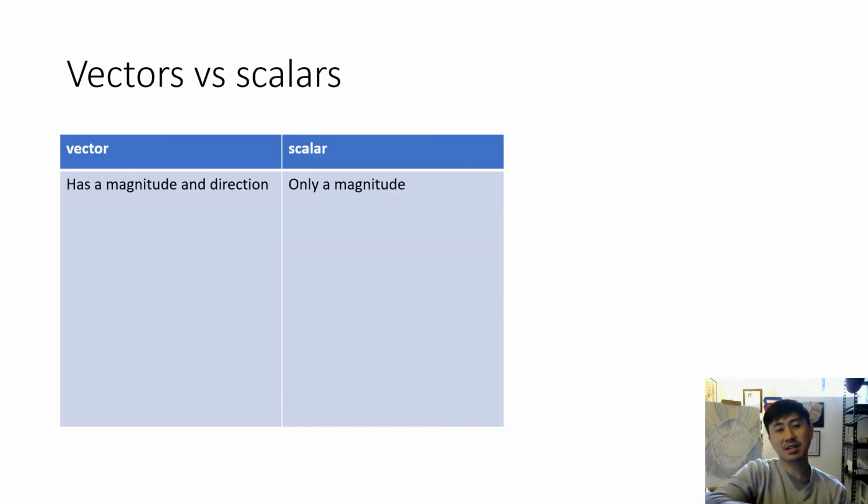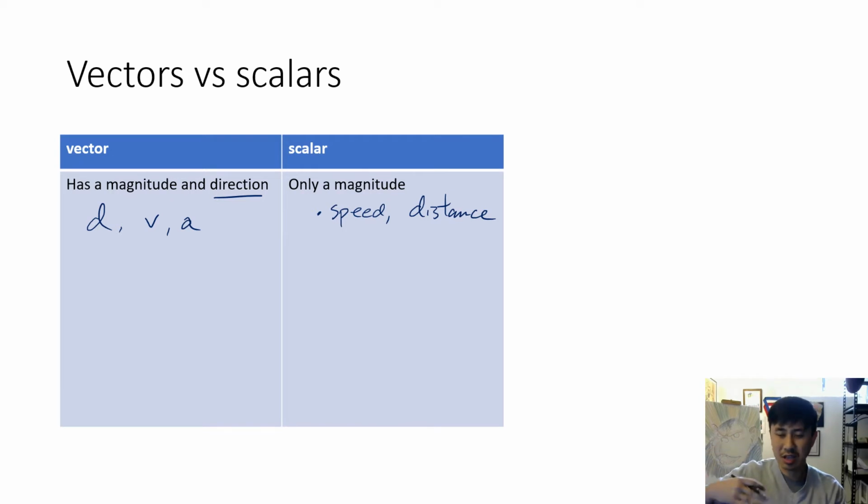So in the last slide, we talked a little bit about vectors versus scalars. Vectors have a direction. So we're talking about displacement or velocity or acceleration. Scalars only have a magnitude. They only have big or small, sometimes positives and negatives. So these would be things like speed or distance, right? So distance, it's not about the final position, just how far did you travel, and there's no negative distance, but there is a negative speed.